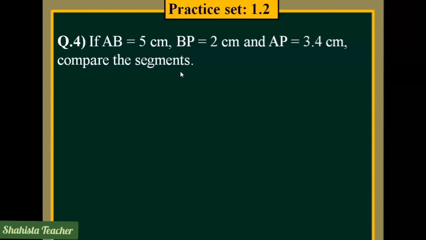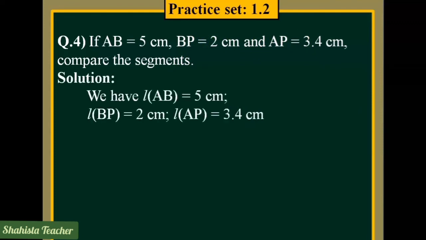First of all, we have to write the given. Here we have AB is equal to 5 centimeter, BP is equal to 2 centimeter, and AP is equal to 3.4 centimeter. So all the lengths we will put here: length of AB is equal to 5 centimeter, length of BP is equal to 2 centimeter, and length of AP is equal to 3.4 centimeter. Then the solution.